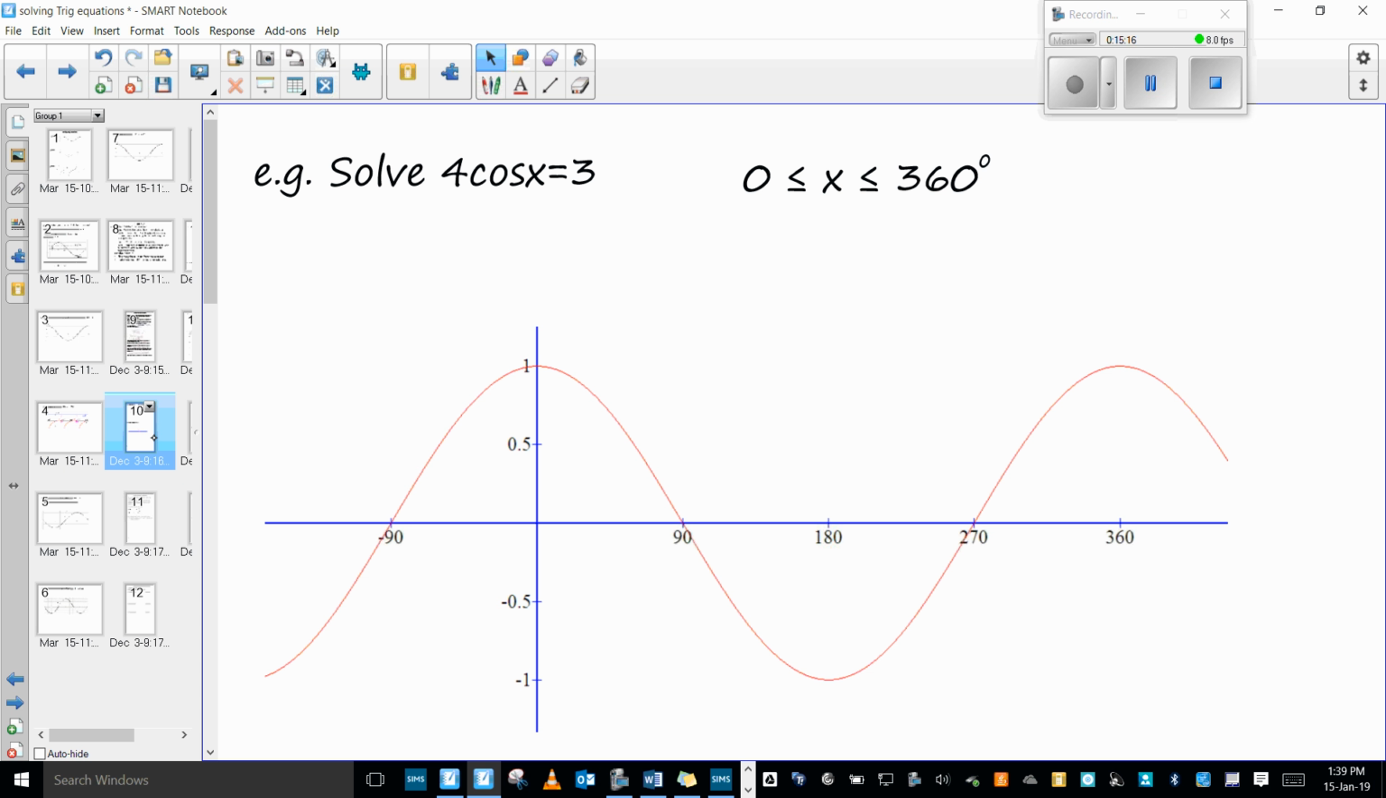We're used to solving stuff like this, what are we used to solving? Just sine x and cos x. So what do you think we can do with this? At the moment we've got 4 cos x. We're going to divide by 4, yes? So our first step here is to change this from 4 cos x equals 3 to cos x equals 3 over 4.